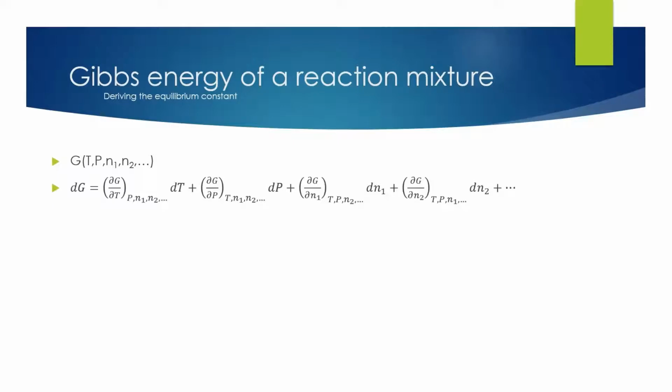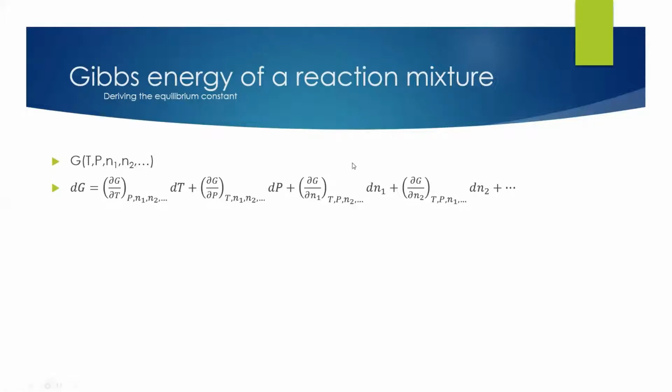So we can write that dG, which we will integrate into delta G, is equal to the rate of change of the Gibbs free energy with respect to temperature at constant pressure and the moles of all our substances. Then we multiply that by the extent of the temperature change. Then we move on and take the rate of change of the free energy with respect to pressure at constant temperature and constant all of our substances, multiply that by the pressure change. And then we take the partial derivative of the Gibbs free energy with respect to substance 1 at constant temperature, pressure, and every other substance, multiply that by the change of substance 1, and so on. And we have this relationship here.